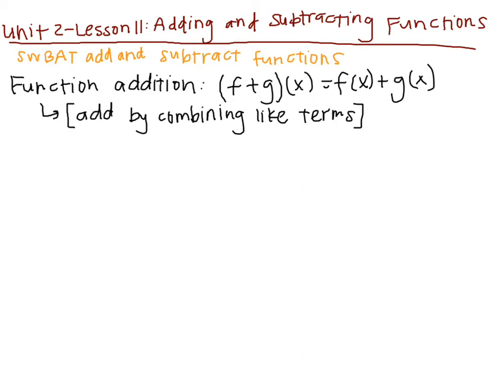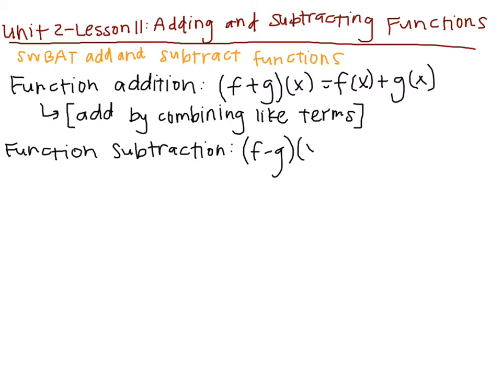The other operation that we're going to look at today is function subtraction. In function notation, this looks like (f - g)(x) = f(x) - g(x). So we're taking these two functions, f(x) and g(x), and subtracting one from the other. In simple terms, you subtract by distributing and then combining like terms.